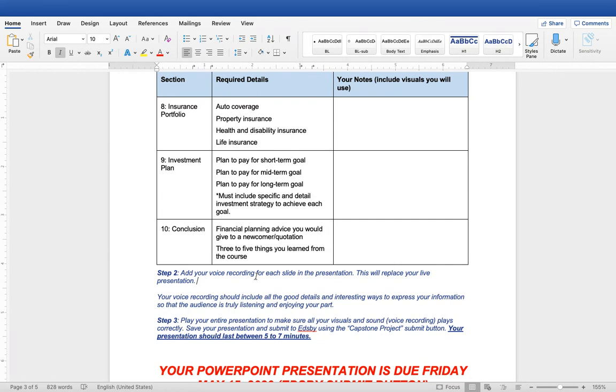You guys are certified in Microsoft PowerPoint. You know how to make a presentation interesting. So do that and include your voice, please. The entire presentation should be between 5 to 7 minutes long. You will save the presentation, including your voice recording. Make sure you play it first to make sure everything plays and saves correctly, then submit it to Adsby using the Capstone project submit button.